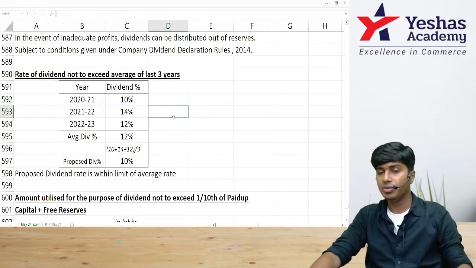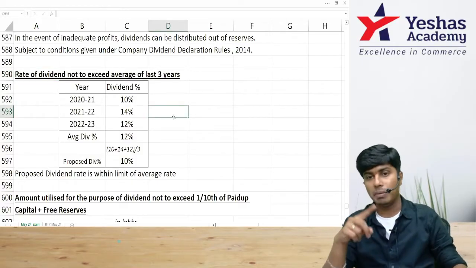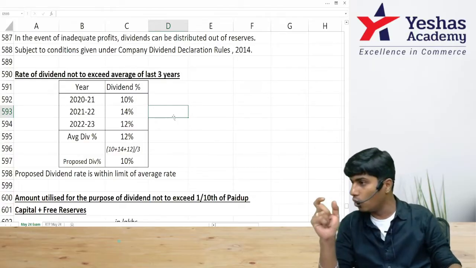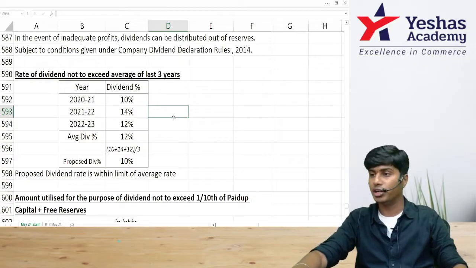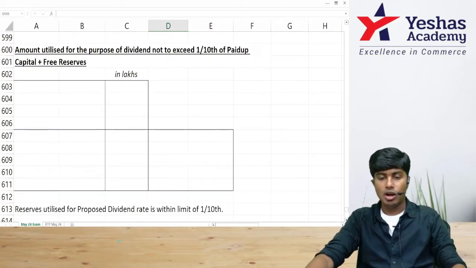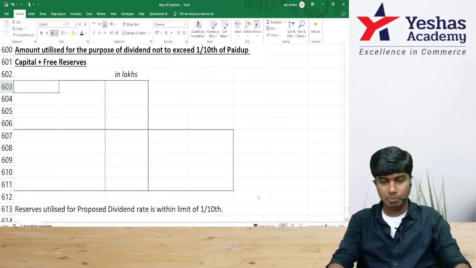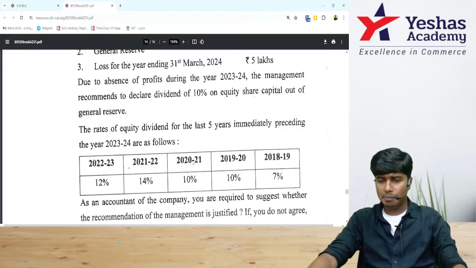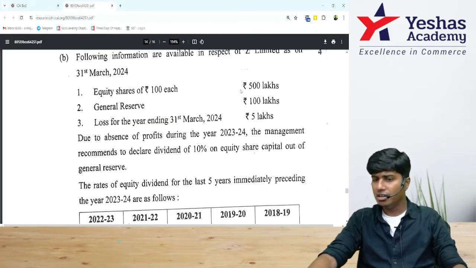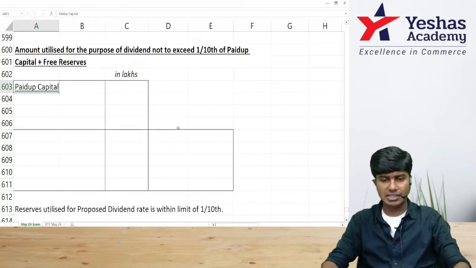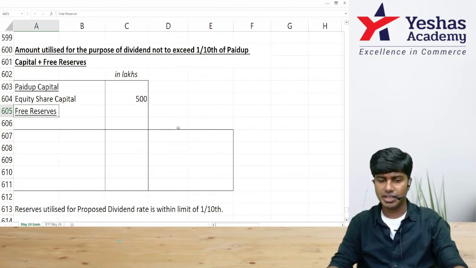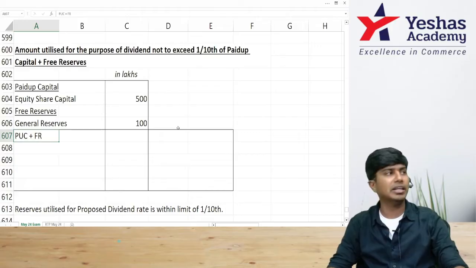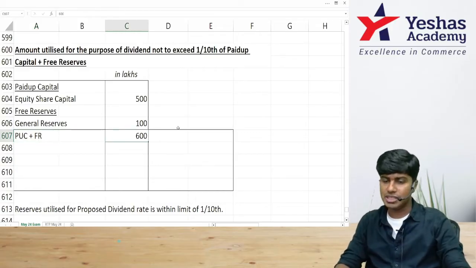What is the next condition? Equity, that is PUC plus free reserve into 1 by 10th. Whatever number that we arrive at, that is the maximum amount that can be taken from the reserves for declaration of dividend. Now let us see how much is the paid up capital of the company. Paid up capital of the company is 500 lakh. Free reserves of the company is 100 lakhs. Let me take equity share capital 500 lakhs. Free reserves, that is general reserve, 100. Can I say PUC, that is paid up capital, plus FR, that is free reserves, is 600.